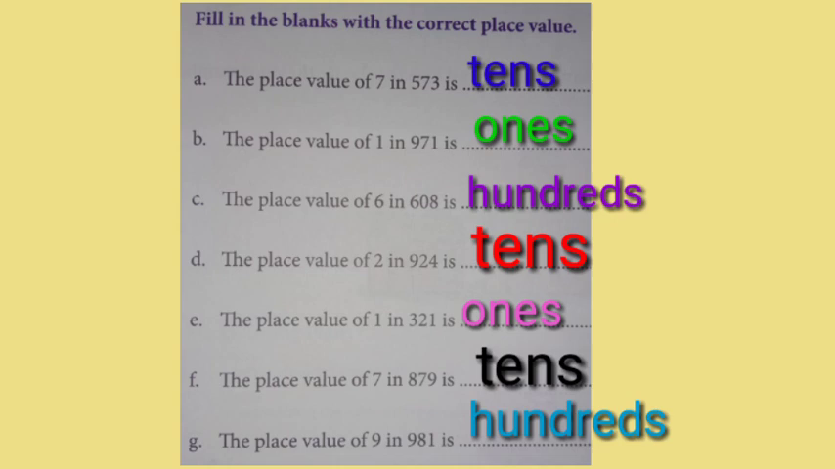Bit E, the place value of 1 in 321 is ones. Bit F, the place value of 7 in 879 is tens. Bit G, the place value of 9 in 981 is hundreds.